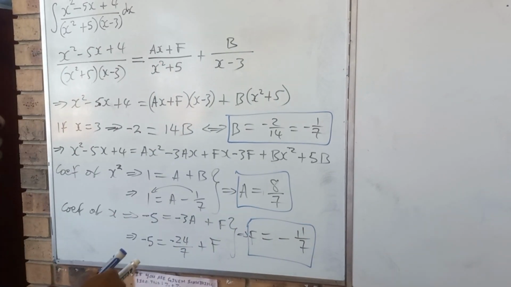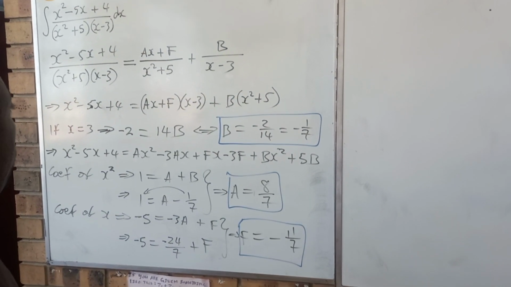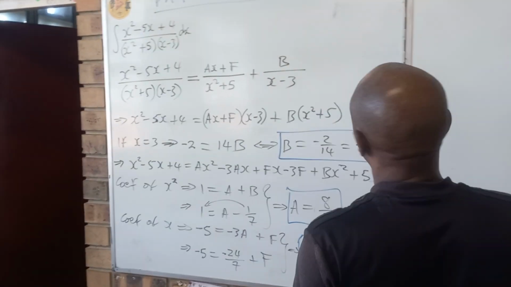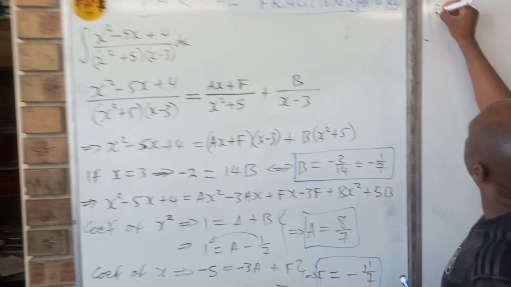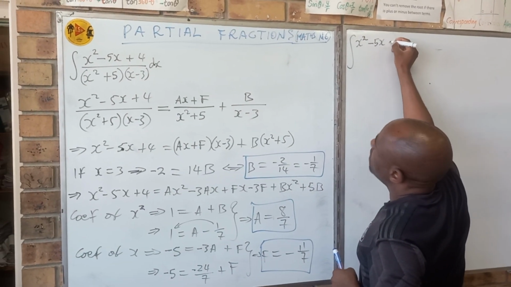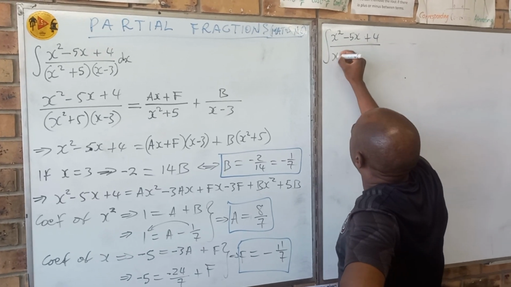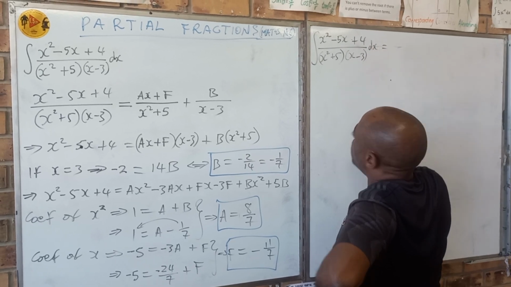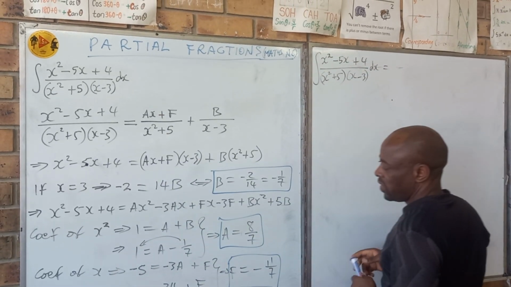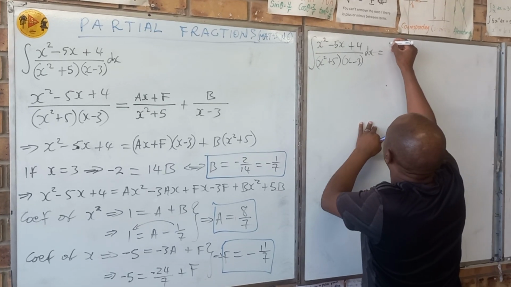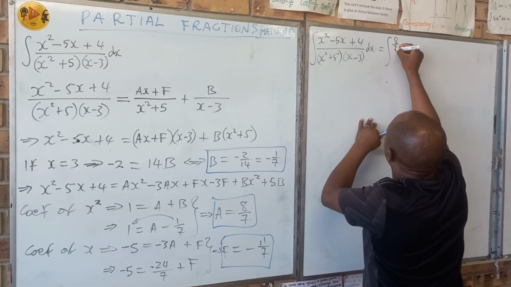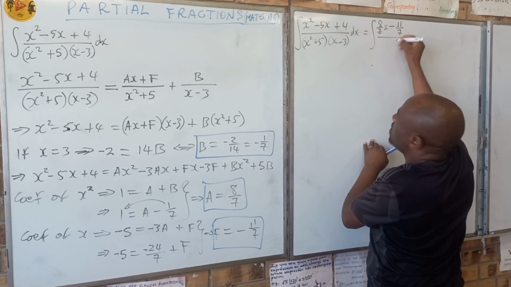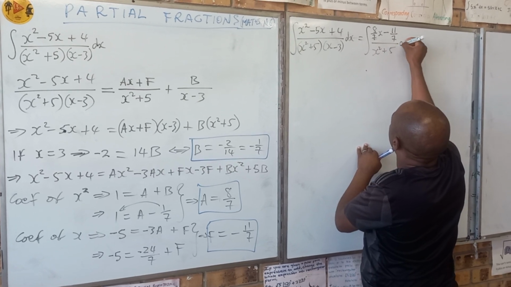So it's now time to do integration. When I'm doing integration, I will just go back to the original problem, copy it from left to right, and then replace a, b, and f. So the integral of x squared minus 5x plus 4 over x squared plus 5 times x minus 3 will be equal to, when I'm copying that, I will then replace my a as 8/7. So it will be the integral of 8/7 x, my f, -11/7, all this divided by the quadratic, x squared plus 5, dx.